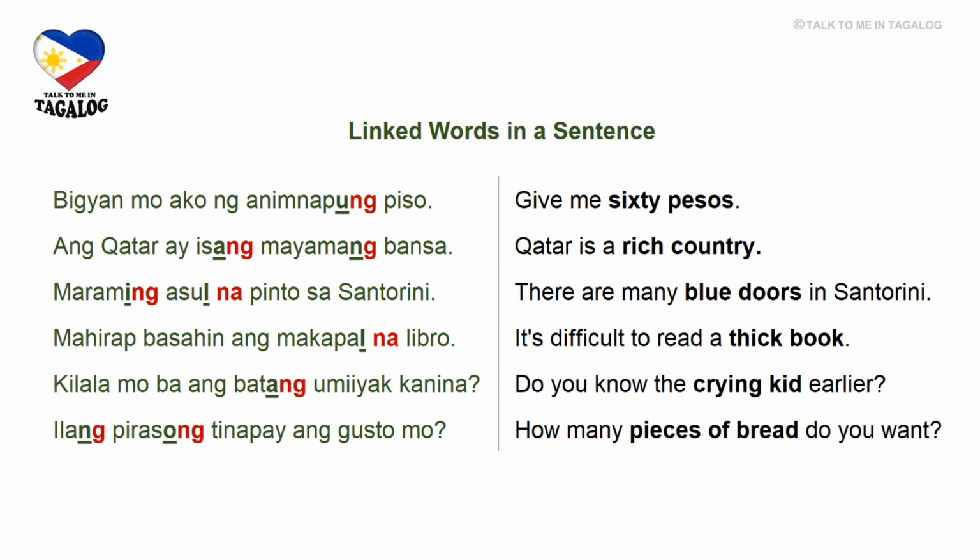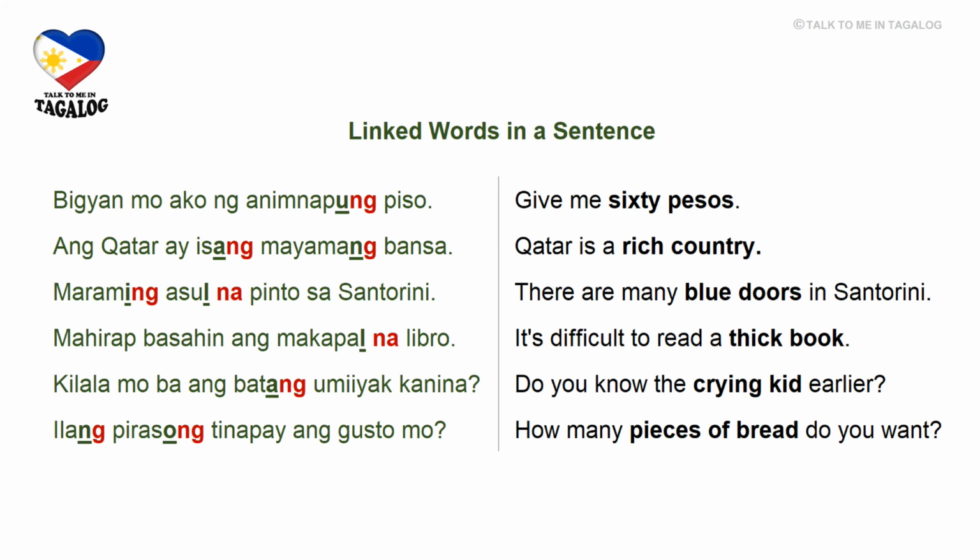Let's use the linked words in a sentence. Bigyan mo ako ng 60 piso. Bigyan is give. Ako is I or me. 60 is 60. Piso is pesos. Bigyan mo ako ng 60 piso. Give me 60 pesos.